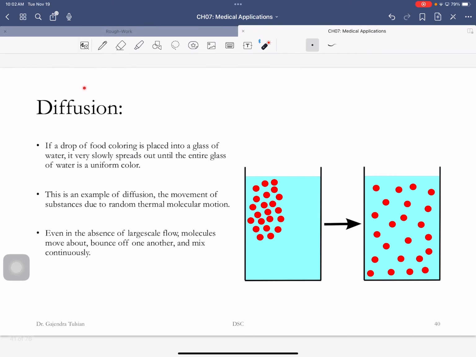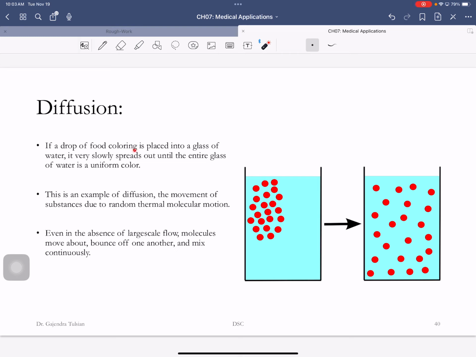Now we'll talk about diffusion. So here are 2 types of molecules. There are these red molecules in this fluid. So this is red dye in water. If you put a drop of red dye, all these molecules are moving randomly, and just via random motion, this red dye will eventually spread through the entire fluid.